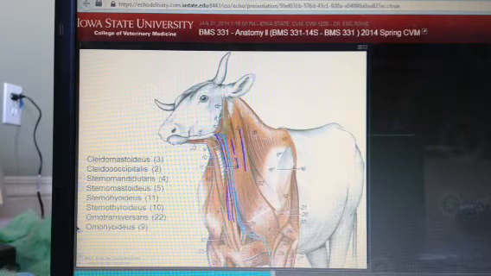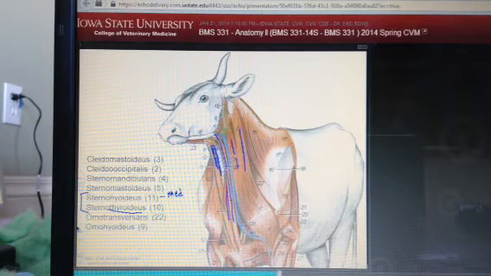A few of these muscles in this area I do want to spend a little bit more time talking about. That has to do with the long hyoid muscles, the sternohyoideus and the sternothyroideus muscle. Of these two muscles, the sternohyoideus is more medial, and we can see that right here. Does anybody remember where the sternohyoideus muscle inserts? Yep, inserts on the basihyoid. The sternothyroideus muscle is more lateral.